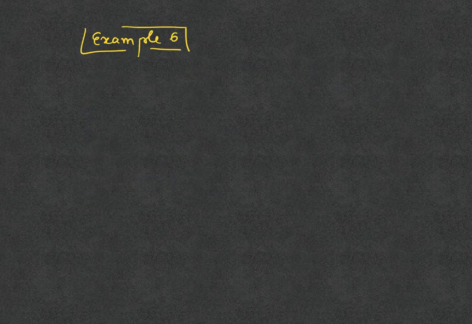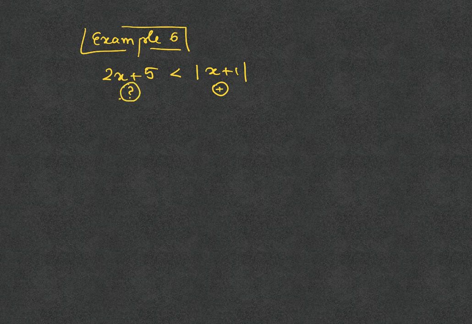Here we go with another very important type of inequations. 2x plus 5 smaller than, for example, absolute value of x plus 1. Now, we can't square both sides of this equation because whereas I know that this one is positive, I'm not very sure about 2x plus 5. It can be either negative for some values of x or positive for other values of x.